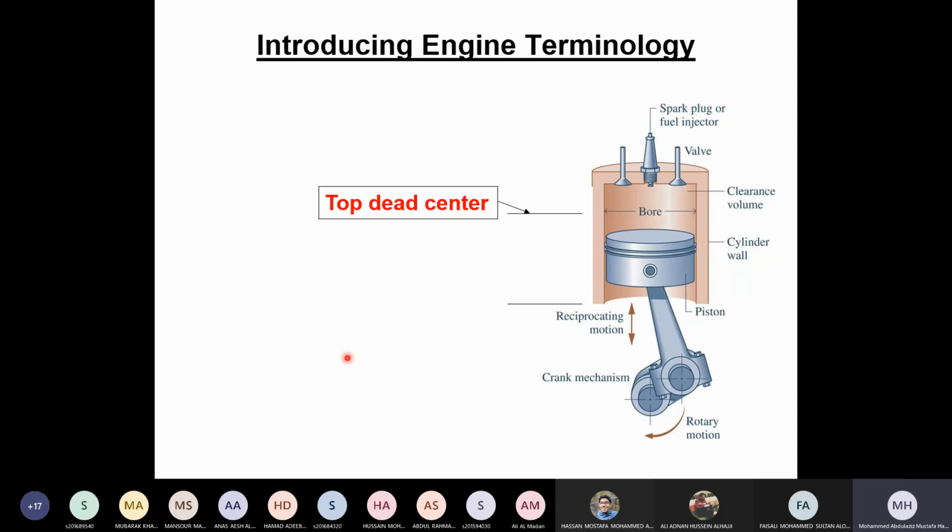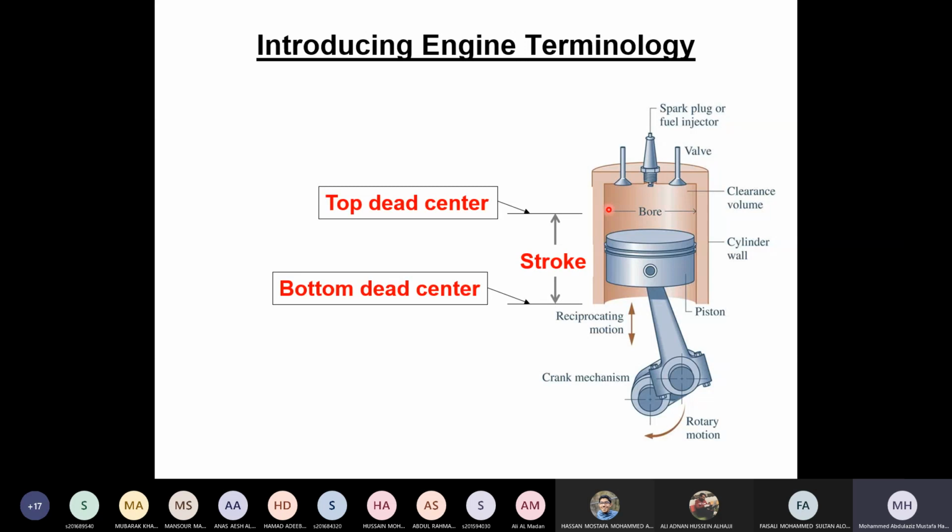Okay, so some terminology about the engine: the piston goes up and down. There is a limit at the maximum top, which we call top dead center. So the piston will go up to this point, and it will go down to this point, which we call bottom dead center. The distance between this and that is the stroke. And then the diameter here, we call the bore or diameter.